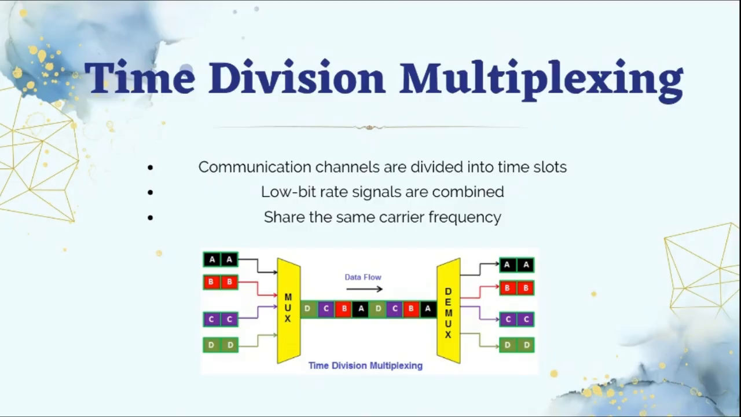So the characteristics for TDM is that low bitrate signals will be combined together to form high bitrate signals to be transmitted through the high frequency medium. Each message signal will also share the same carrier frequency, but only one message signal will be transmitted within one time slot.